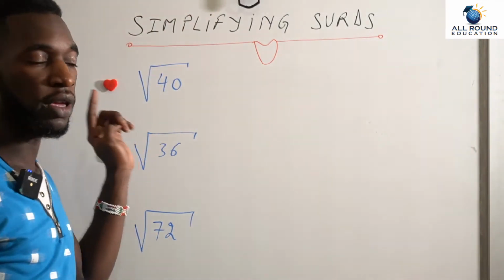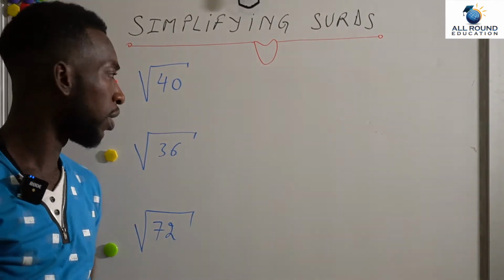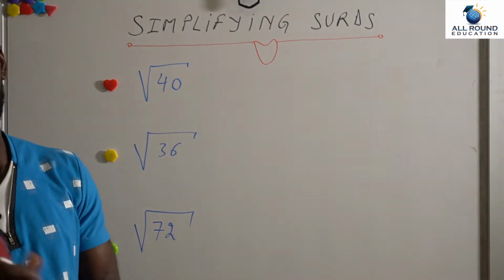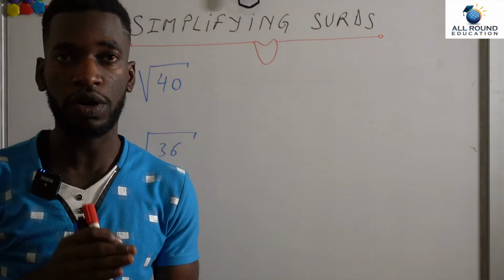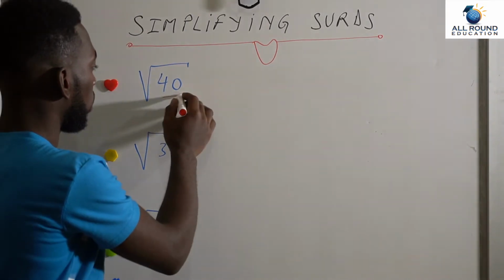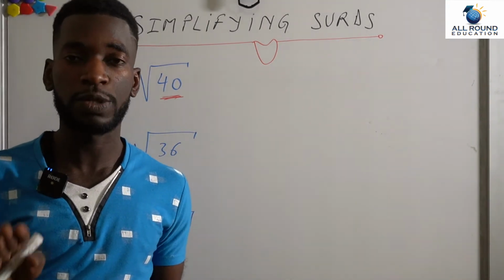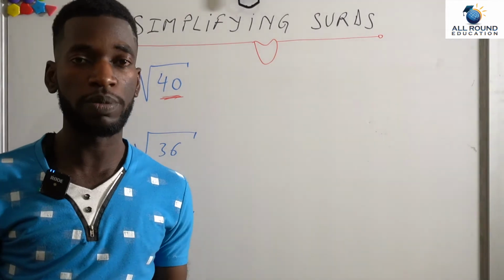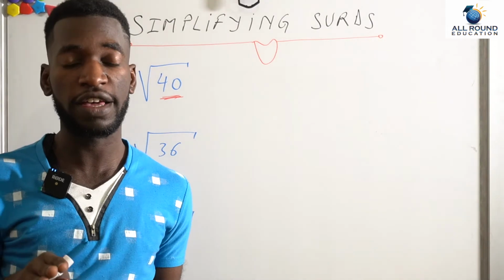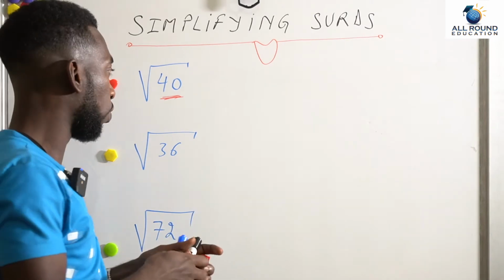So the first example here, as you can see, we have the square root of 40. So how do we do this? These are the rules to simplify a surd. To simplify a surd, you have to divide the number under the surd into two parts. One being the highest perfect square, and the other could be anything. However, you have to make sure one number is the highest perfect square. So let's see what we can do.